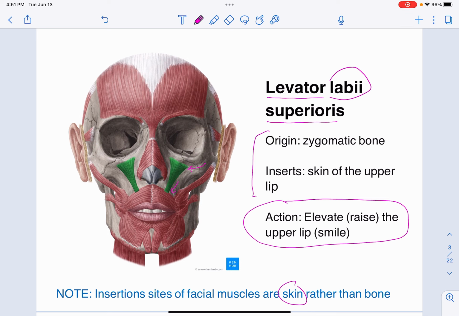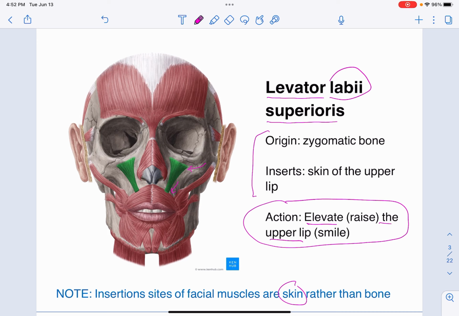So when I ask you for an action, I would prefer you say elevate the upper lip rather than smile, because smile is kind of generic, and there are a lot of muscles that create a smile that depends on the type of smile, whether it's a cheesy smile or showing all your teeth kind of smile, so it's not very specific. But elevating the upper lip is the answer that I would prefer if I asked it on a quiz or an exam. Okay, so again, in the lab, try and identify this on our model.